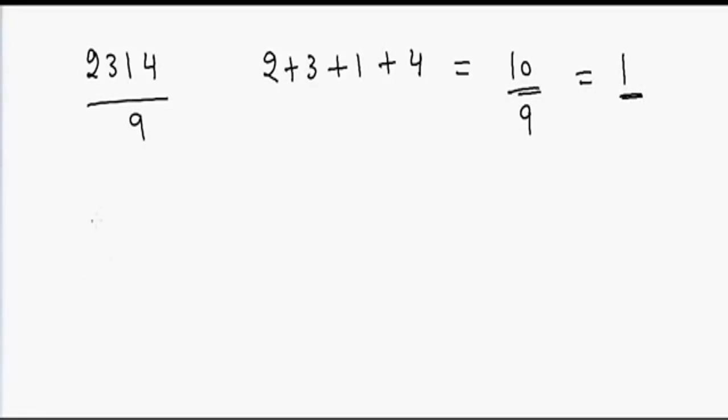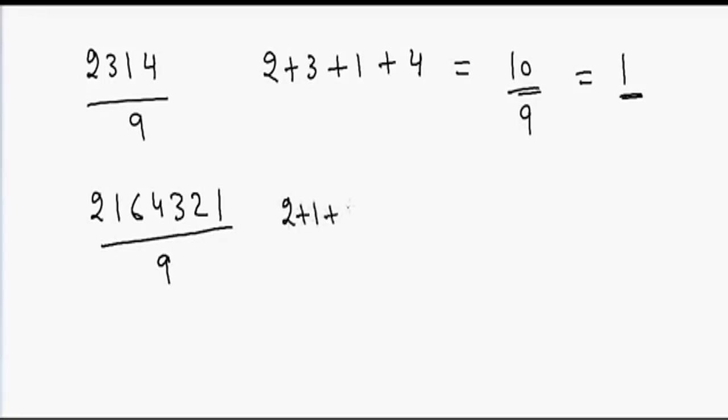Another example is 2, 1, 6, 4, 3, 2, 1. You can see it's a very large number, and what will happen if you divide it by 9? In that case, 2 plus 1 plus 6 plus 4 plus 3 plus 2 plus 1. So 2 plus 1 is 3, 3 plus 10 is 13, 13 plus 6 is 19. So we have 19 divided by 9. If you divide 19 by 9, I'll get a remainder of 1. So again, if you divide this number by 9, your remainder will be 1.